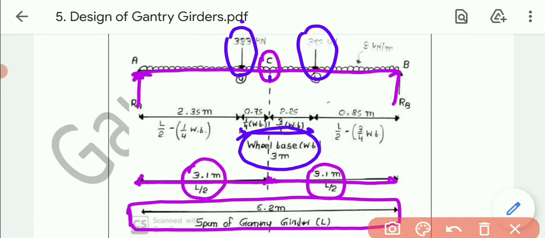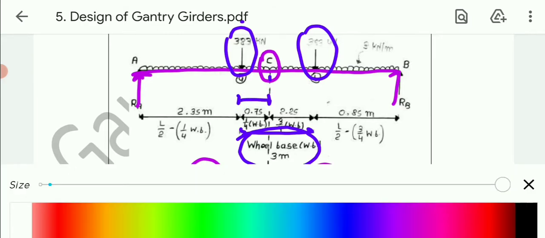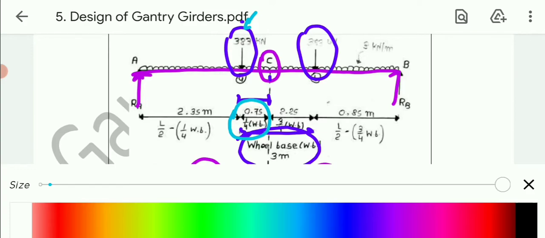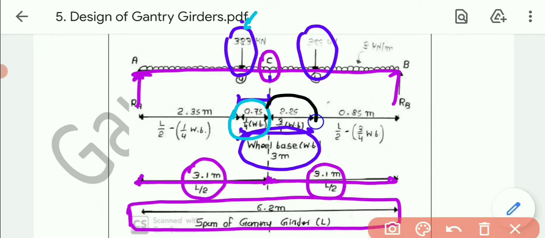Now from the C towards the left hand side, we need to take 1/4 of the wheelbase, 1/4 of 3, that is 0.75. At this distance put the first wheel of the crane girder over here. And similarly on the right hand side of the center, at the distance of 3/4 of wheelbase, 3/4 of 3, that is 2.25, put the second wheel of the crane girder over here. So this is the parameters of placing two wheels of the crane girder over the gantry girder.